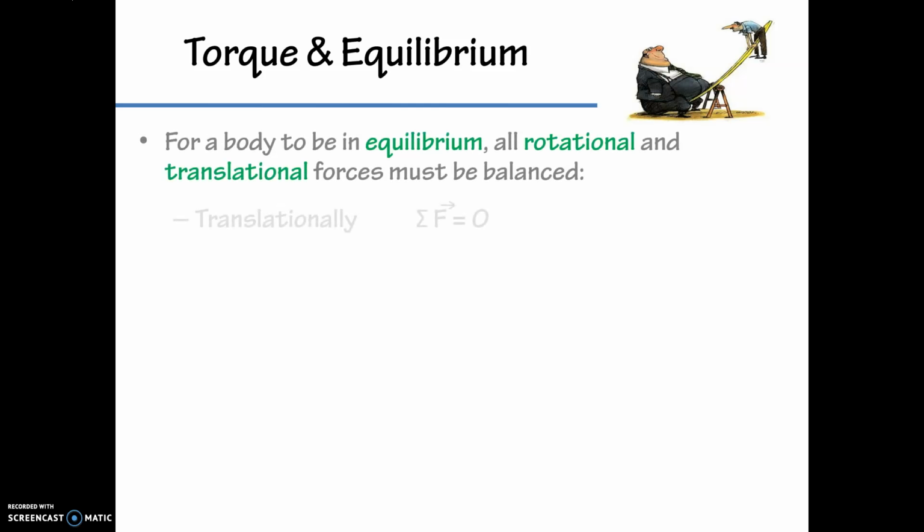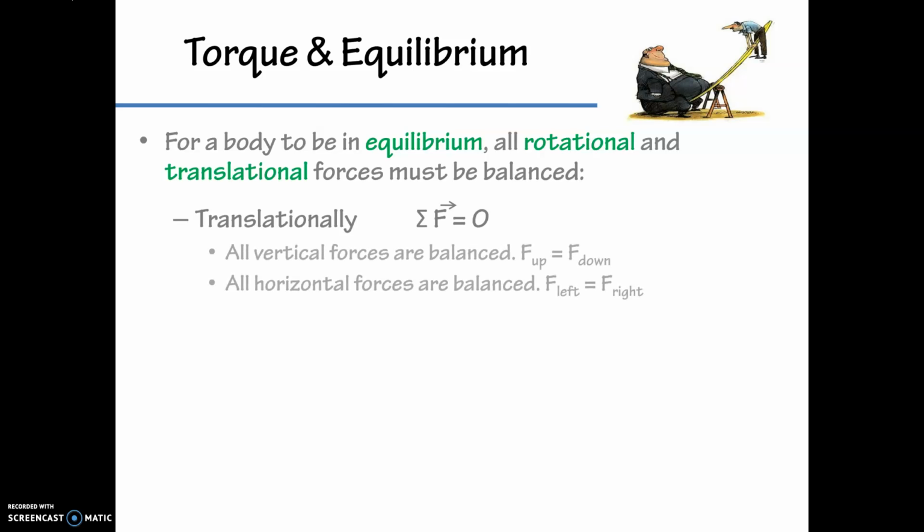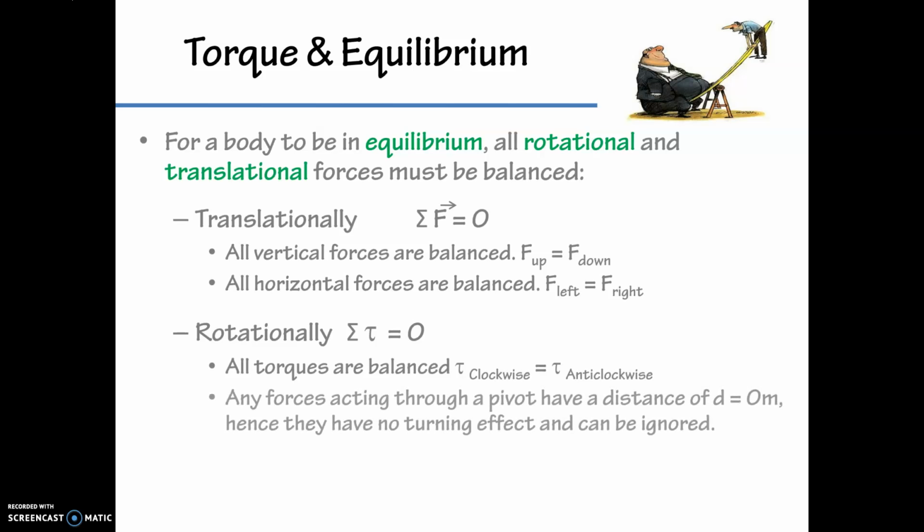At equilibrium, all the rotational forces and all the translational forces must be balanced. A bit like Newton's second law, if there's no unbalanced force, then there's no acceleration, there's no change in motion. So all vertical forces are balanced, all horizontal forces are balanced, and all clockwise torques and all anticlockwise torques are equal to each other.